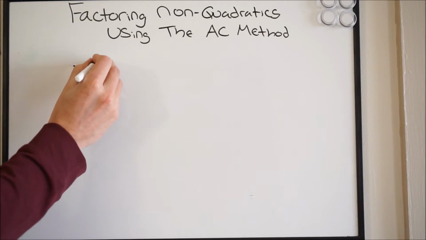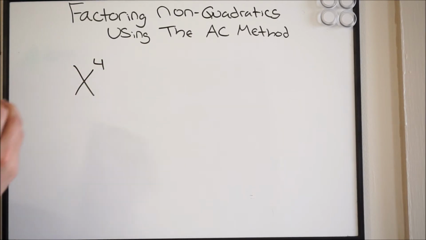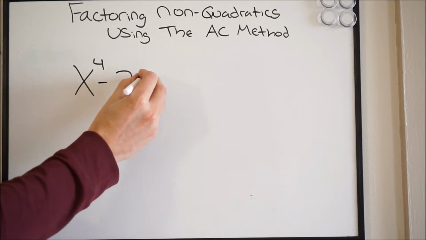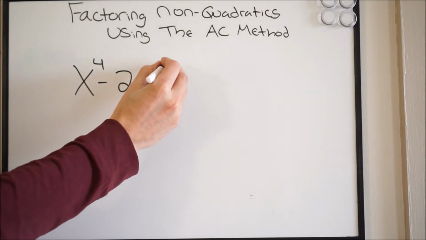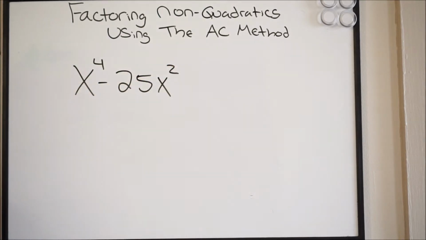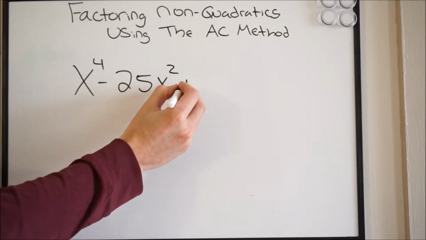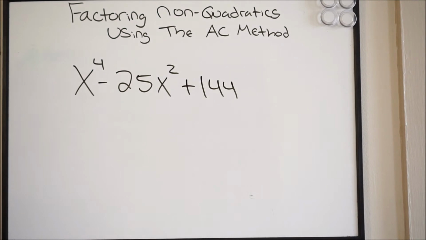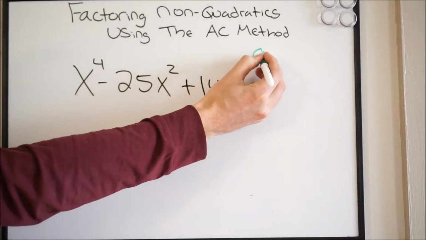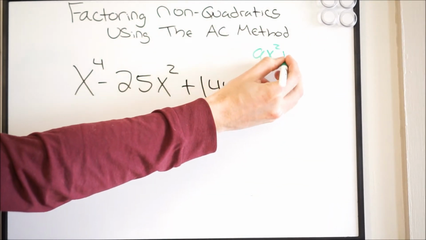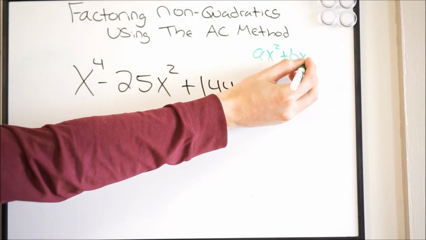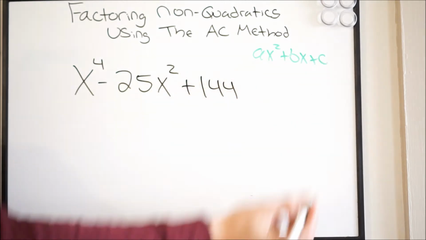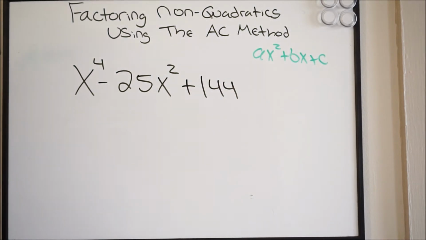x to the fourth minus 25x squared plus 144. Okay, what I'm going to do, I'm going to write the equation of a quadratic just up here so we can refer back to it. Ax squared plus bx plus c. Alright, so that is the equation of a quadratic.